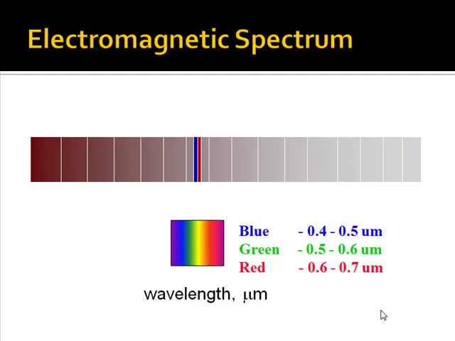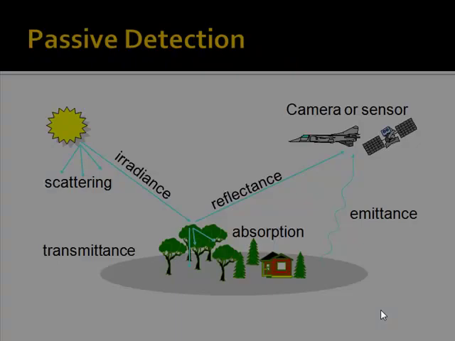As humans, we sense a relatively small portion of the electromagnetic spectrum. That is, we sense visible light. Visible light contains three primary colors: blue, green, and red.